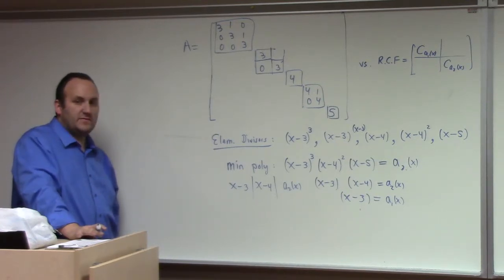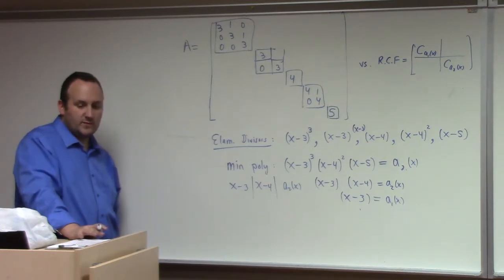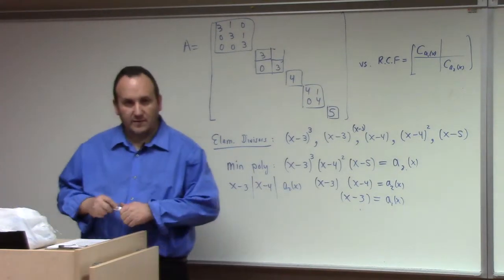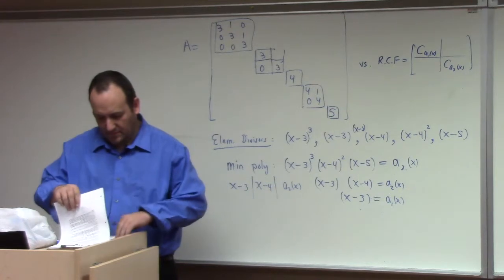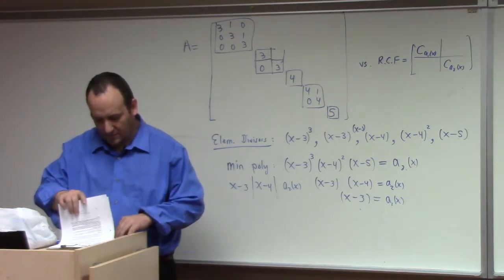Be sure to look at the first two examples in Dummit and Foote where he uses the interplay between the characteristic and minimal polynomial to figure out things about the matrix. There's some really simple thinking there that makes good questions.